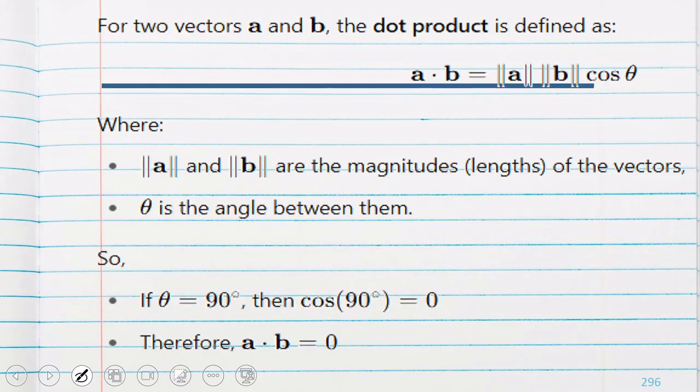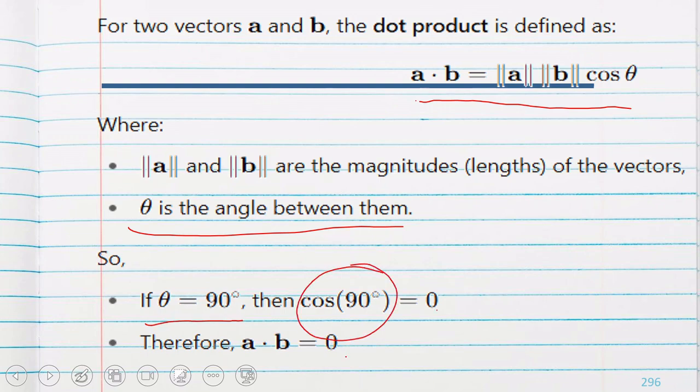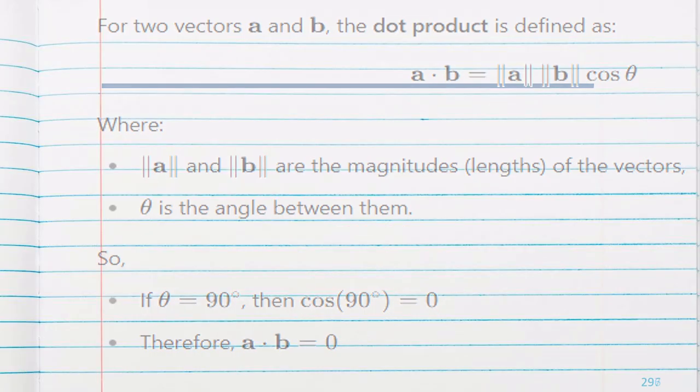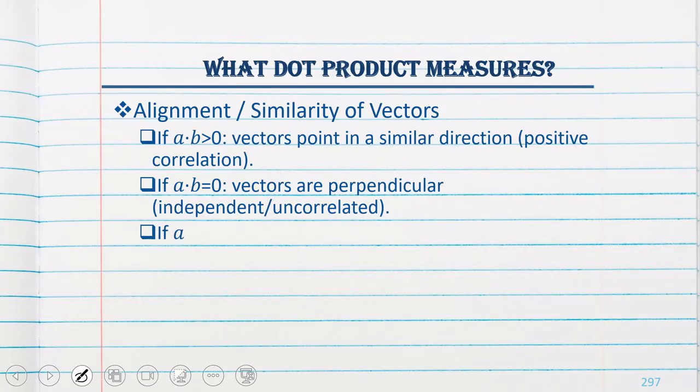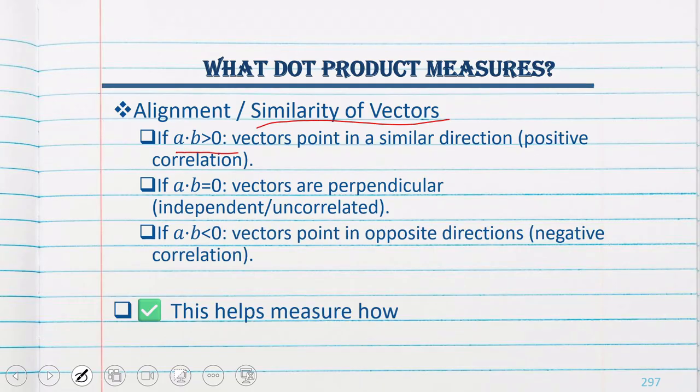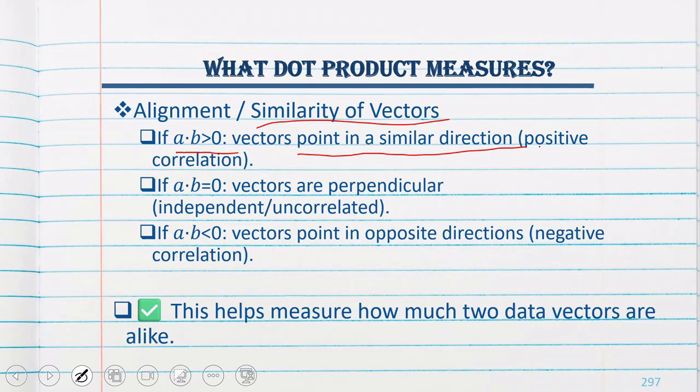Two vectors A and B, the dot product is defined as A dot B equal to norm of A into norm of B into cos theta, where norm of A and norm of B are the magnitudes or lengths of the vectors. Theta is the angle between them. If theta is equal to 90 degrees, then cos theta is equal to 0. Therefore, A dot B equal to 0. What does dot product measure? It measures the similarity of the vectors. If A dot B is greater than 0, then vectors point in a similar direction. This is the significance of dot product.